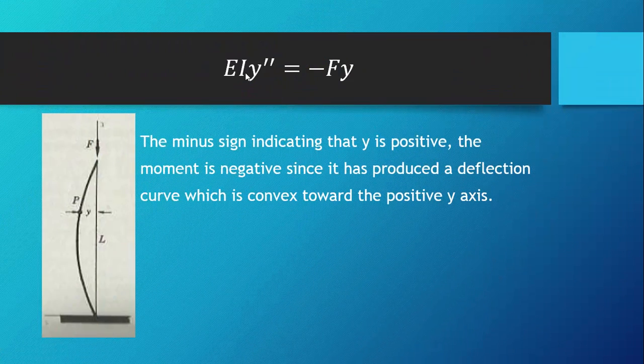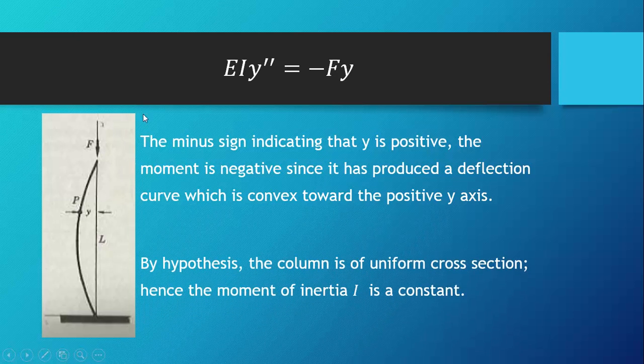Here, the minus sign indicates that y is positive, and the moment is negative since it has produced a deflection curve which is convex toward the positive y-axis. And by hypothesis, as it is given, the column is of uniform cross-section. Hence, the moment of inertia I is constant.